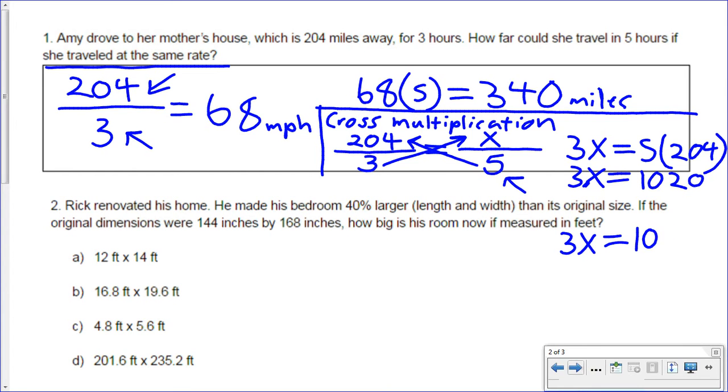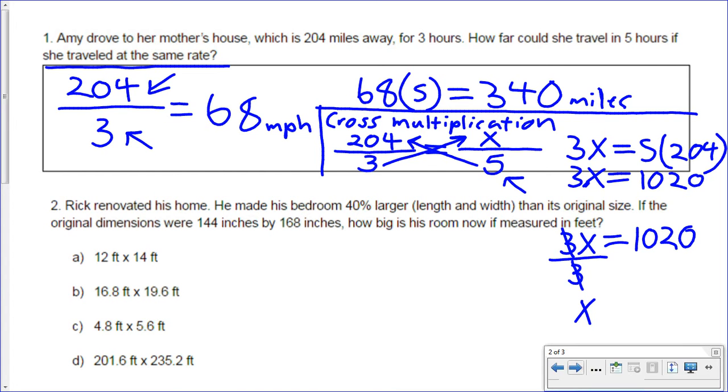So do a little math. We know that we can isolate this variable by dividing this side by 3. So 3x divided by 3, these 3's will divide to 1, so we're left with x.